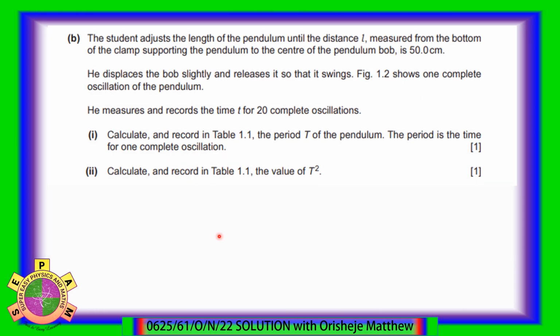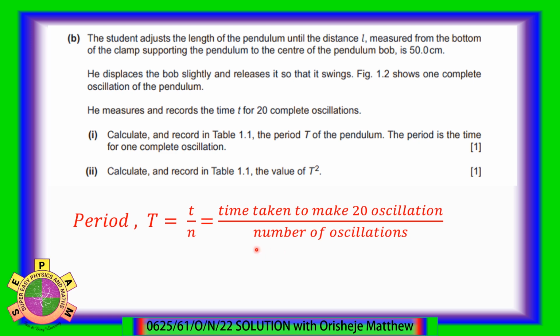Now, the student adjusts the length of the pendulum to 50 cm and measures the time it takes for the pendulum to make 20 oscillations. You are expected to calculate the period for 1 mark and then calculate the square of the period. To calculate the period of oscillation, divide the time taken to make 20 oscillations by the number of oscillations.